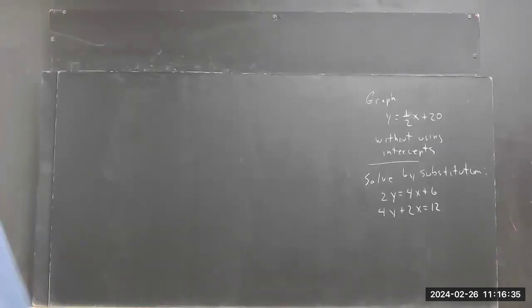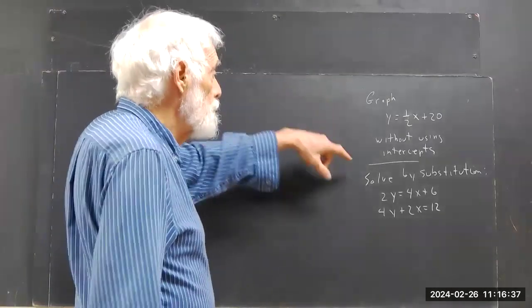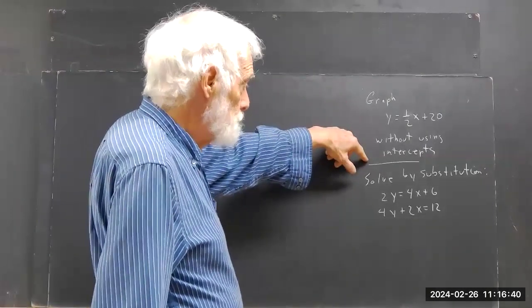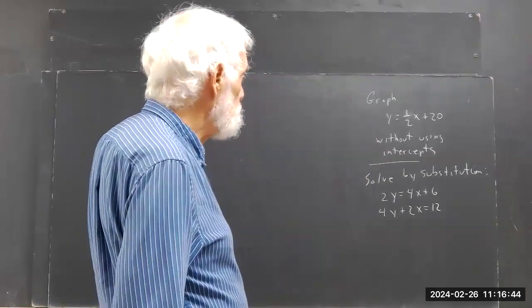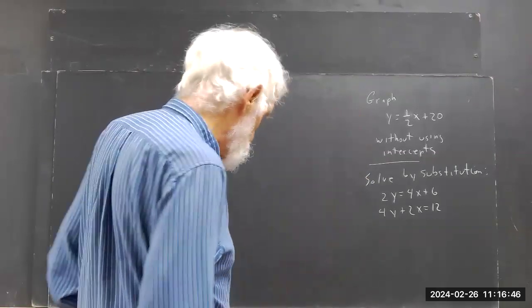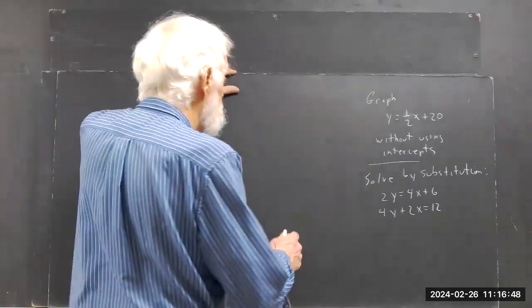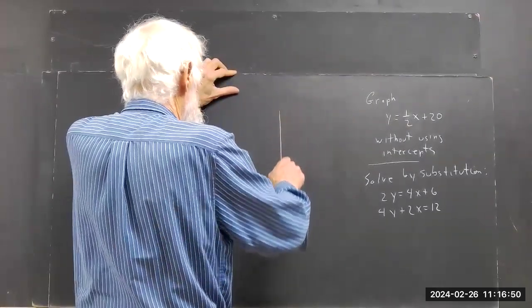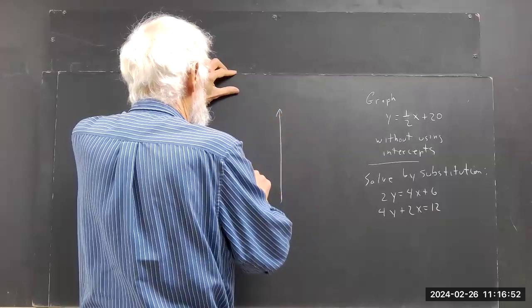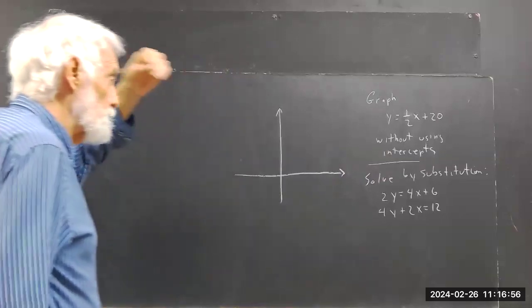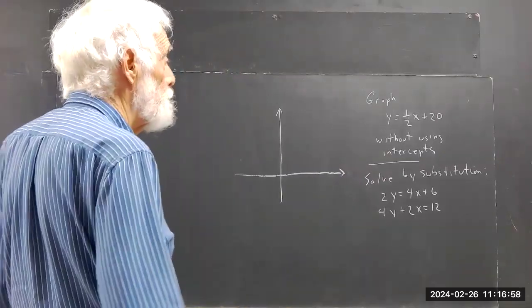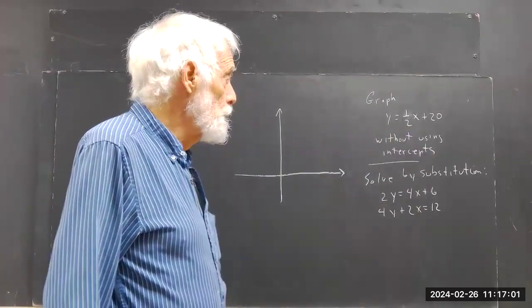Okay, we have this quiz problem. Graph this without using intercepts and solve the system of equations by substitution. This first one. We're going to find a point on the graph. Okay, let's say pick a number for x.